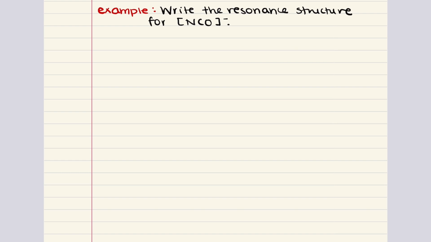The first step is to determine the total number of valence electrons. Nitrogen has 5 valence electrons, carbon has 4 valence electrons, and oxygen has 6 valence electrons. This molecule also has a minus charge, so that means it's gained 1 extra electron, and we have to accommodate for that as well. So what we have is 5 plus 4 plus 6 plus 1 for a total of 16 valence electrons.